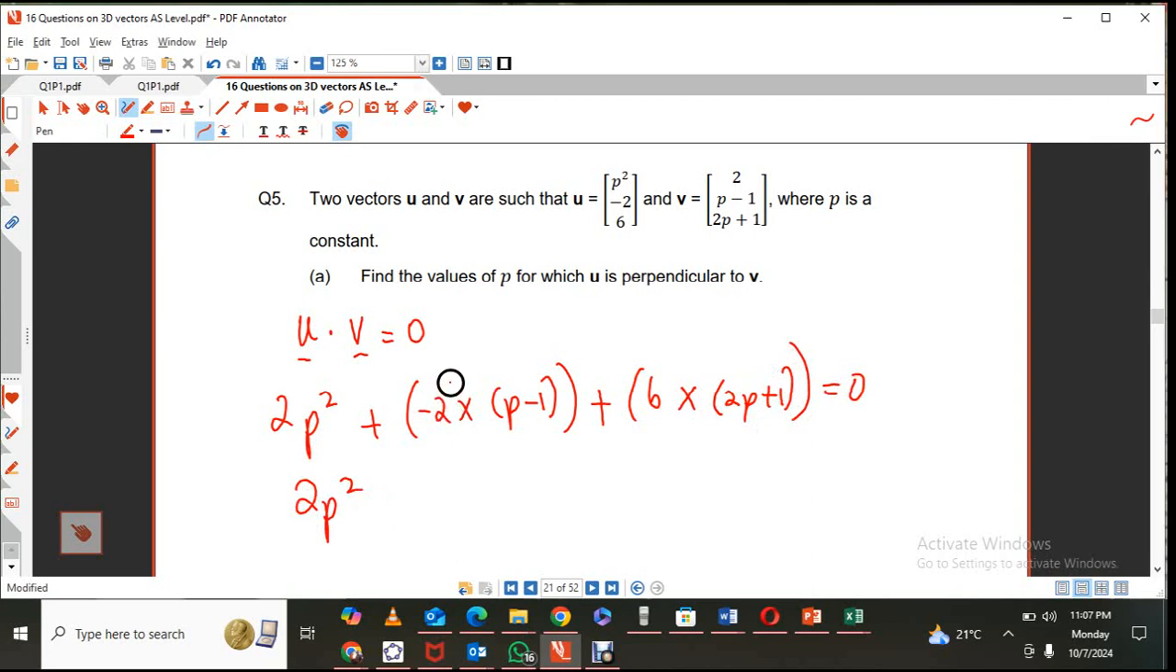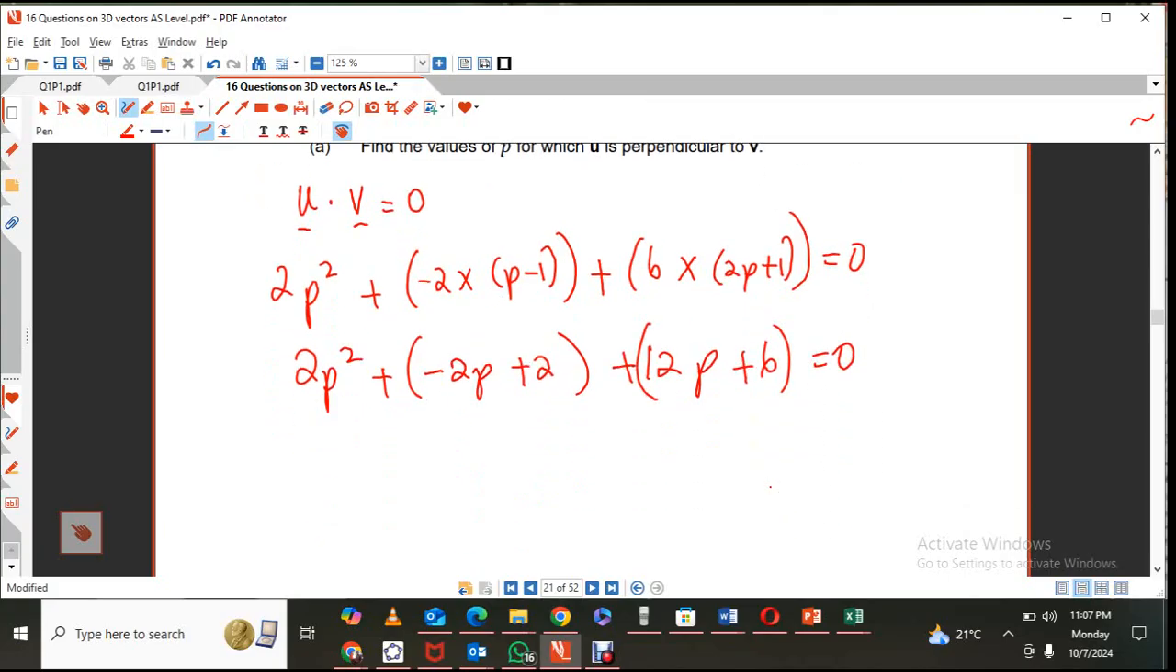Here you must be minus 2p, so plus minus 2p plus 2, plus you have got 6 times 2p, that's 12p inside. 12p plus 6 gives you 0, of course. Can get rid of all these brackets. So I'm going to have 2p squared minus 2p plus 2 plus 12p plus 6 is equal to naught.